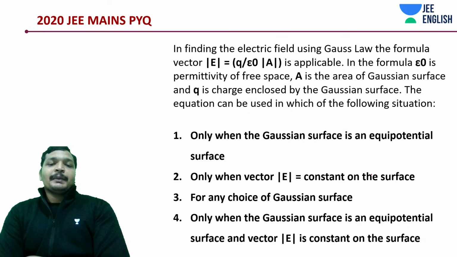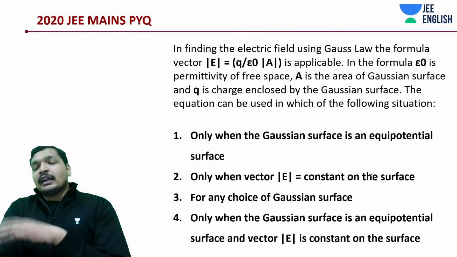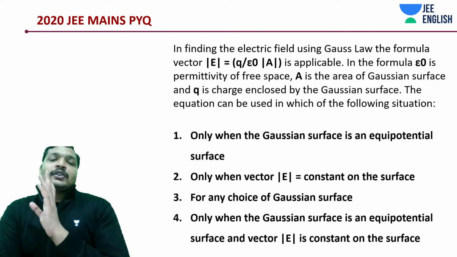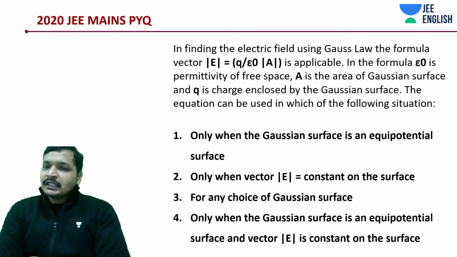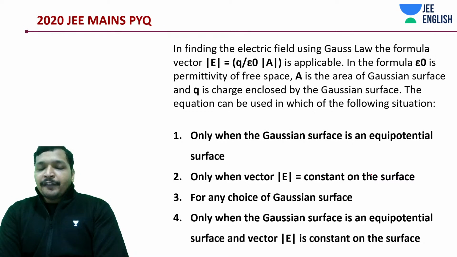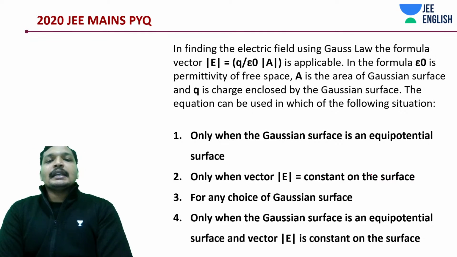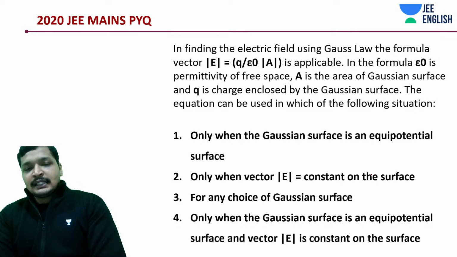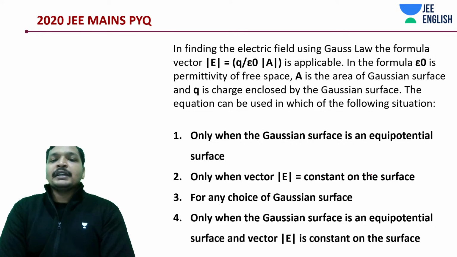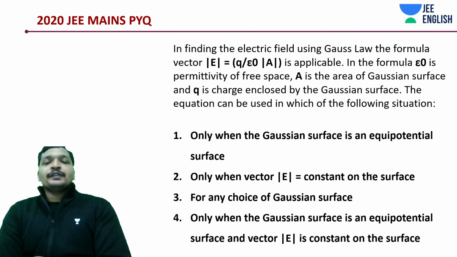You don't know what is going to happen, but Gauss law is a very important topic as such. And there were at least 2 to 3 conceptual questions on Gauss law. If you know the concept, that's it. Try to understand this question carefully. It says that in finding an electric field using Gauss law, the formula E is equal to Q by epsilon naught A, where A is an area, epsilon naught is the free space permittivity, and Q is the charge enclosed. The equation can be used in which of the following situations?